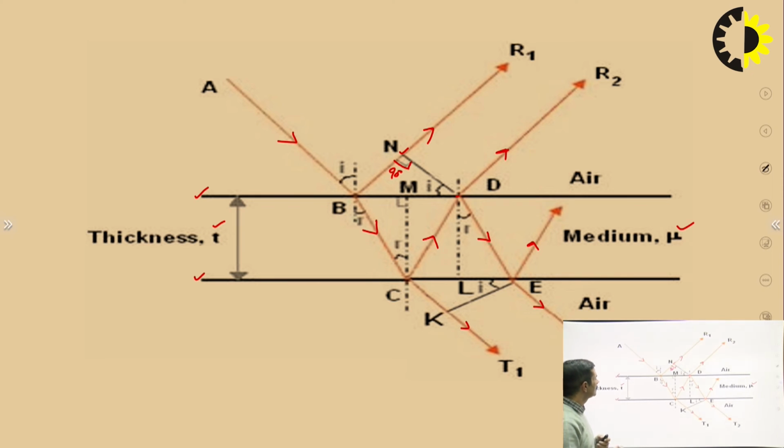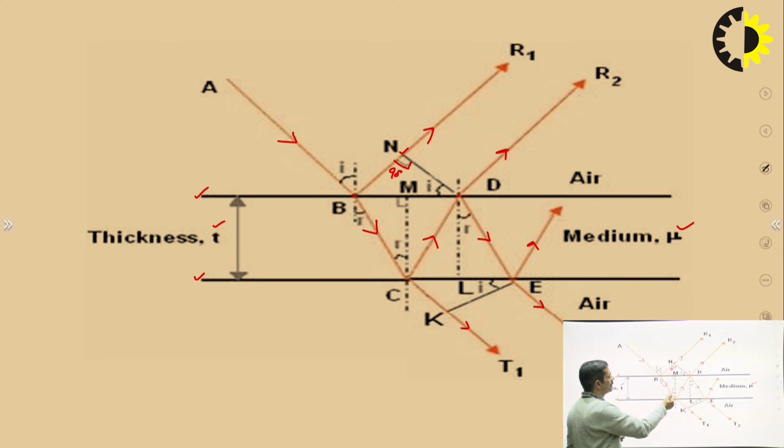So for that we will consider this point B. First, the R1 ray is reflected directly from point B in this direction, B to N to R1. Then the refracted ray, another ray, will follow this path. It will go from B to C, then C to D, then it comes out from this thin film.